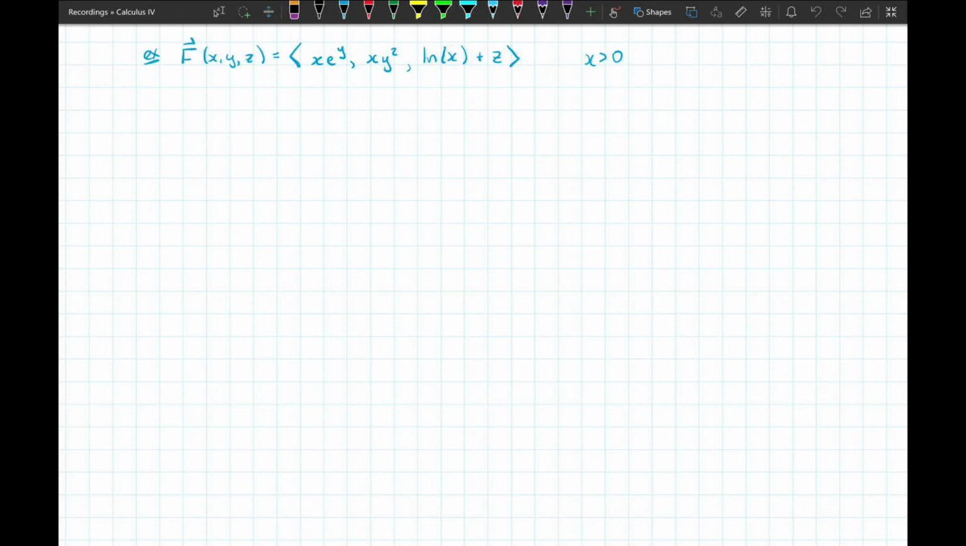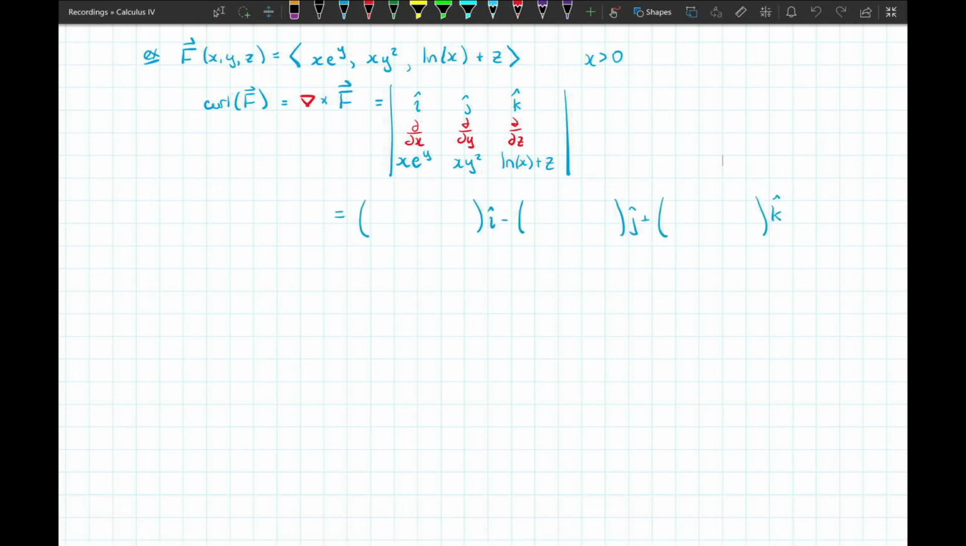Let's start off by looking at the curl. Now remember, the curl is the cross product of nabla cross F. So it's best to maybe just write this as a 3 by 3 determinant. When we're looking at the determinant here, we can go across the top row with i, j, and k, making sure that we have the appropriate plus minus plus pattern for that determinant. And we'll calculate one component at a time: the partial derivative of natural log x plus z with respect to y, minus the partial derivative of xy squared with respect to z. Well, both of those are 0. And then we'll continue along and calculate the y component and the z component.